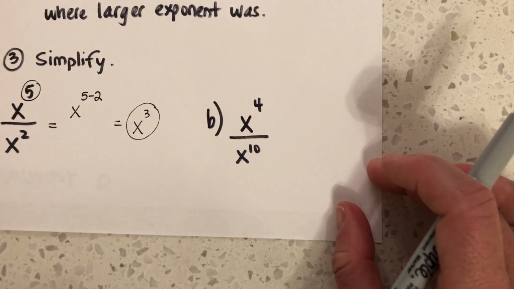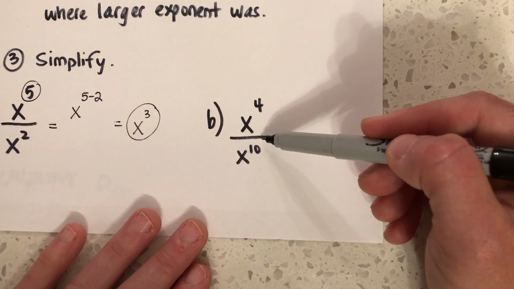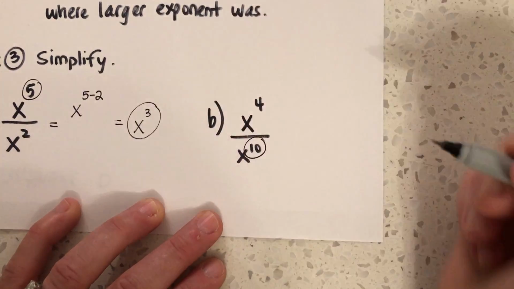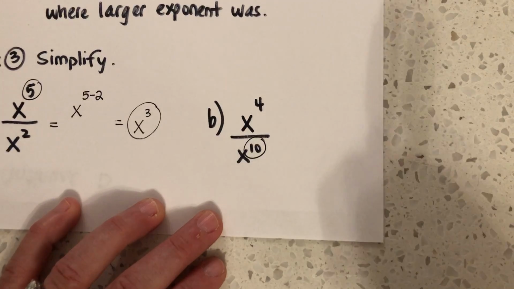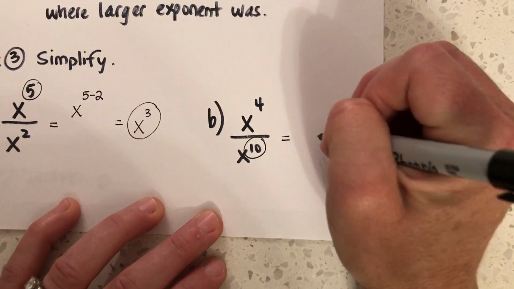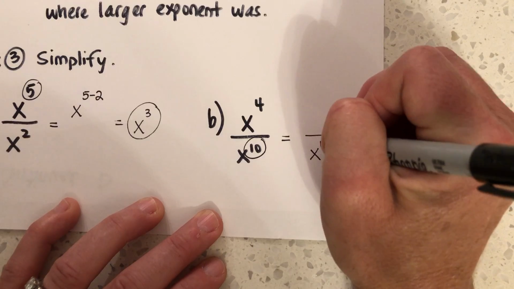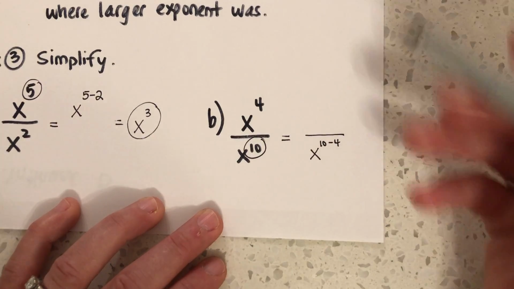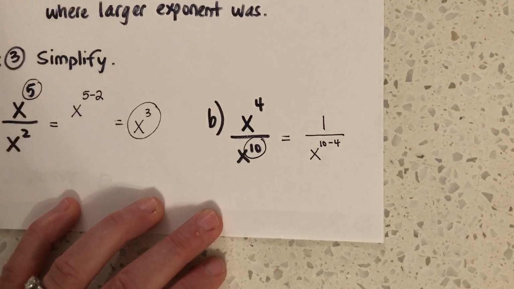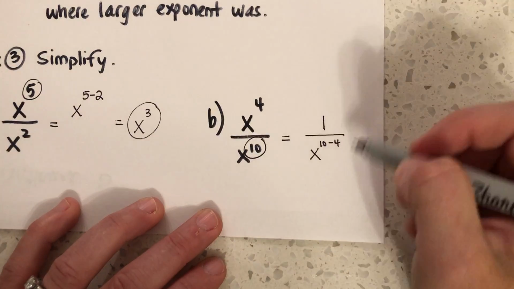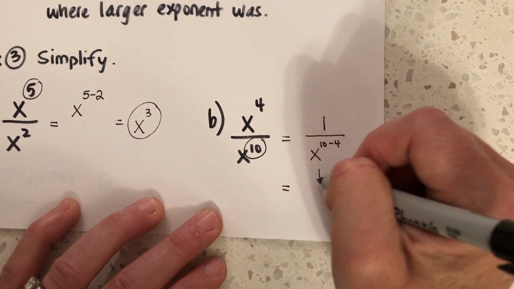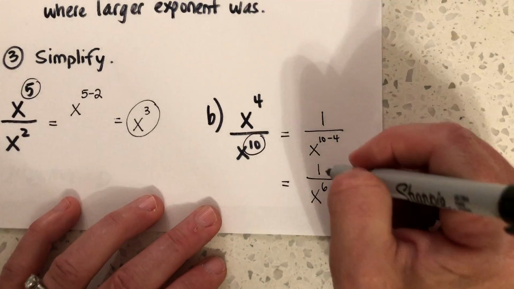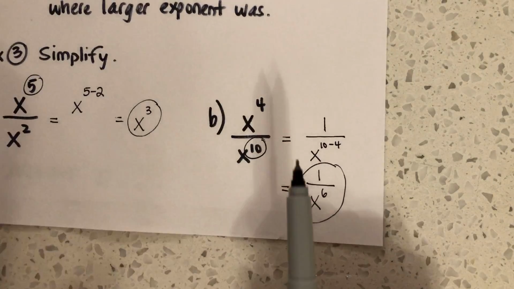All right, let's look at this one. If you had x to the 4th divided by x to the 10th, well, now your bigger exponent is on the bottom. So now you're going to subtract your exponents and put it back on the bottom. So this is going to be x to the 10 subtract 4. And now since they moved to the bottom, you have to have a placeholder of 1 on the top. So it's 1 over x to the 10 minus 4, and 10 minus 4 is 6. 1 over x to the 6th is the answer here. So that was the division rule.